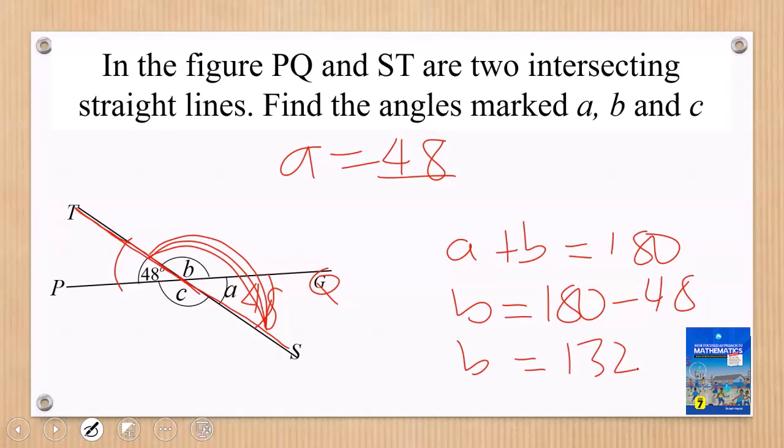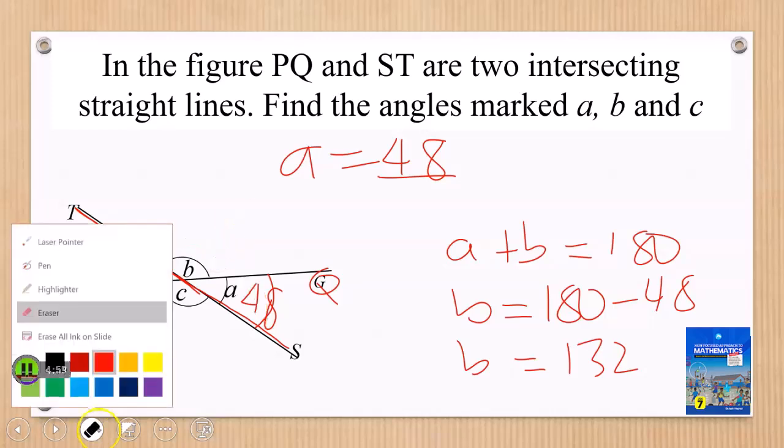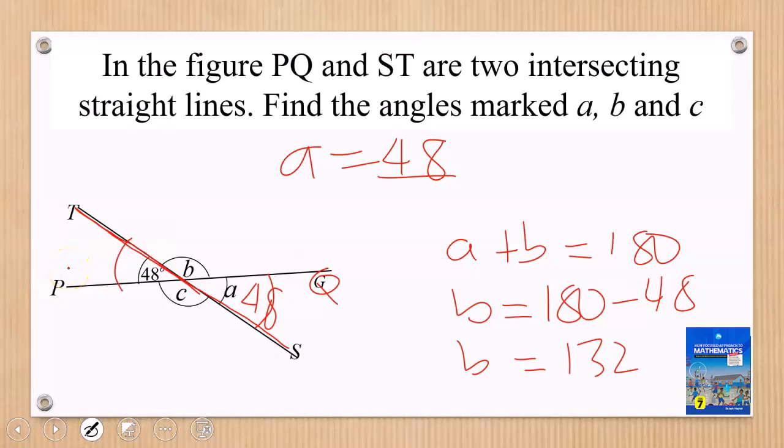Now that I know B, I can find C, because C and B are also vertically opposite.